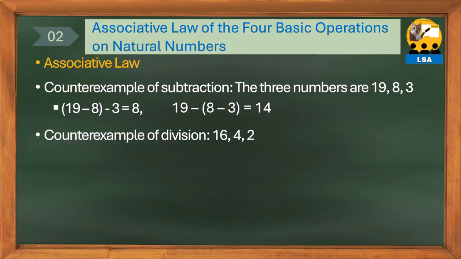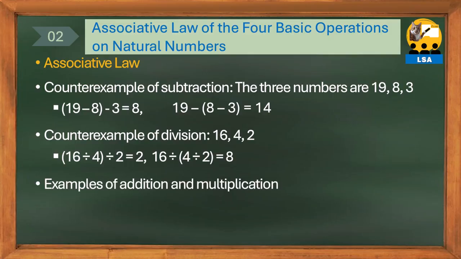For the counterexample of division, we will set the 3 numbers as 16, 4, and 2 to ensure a closed operation. Since the results of the front operation and the back operation are 2 and 8, which are different, the associative law does not hold. Let's look at inductive examples for addition and multiplication where it holds.